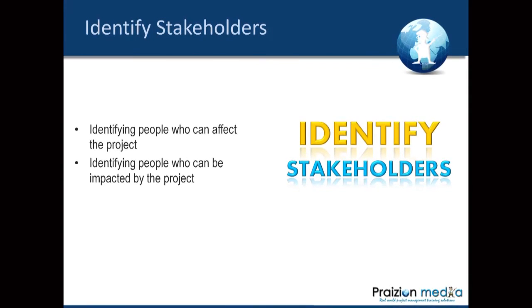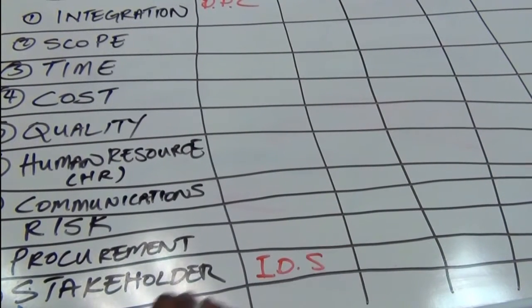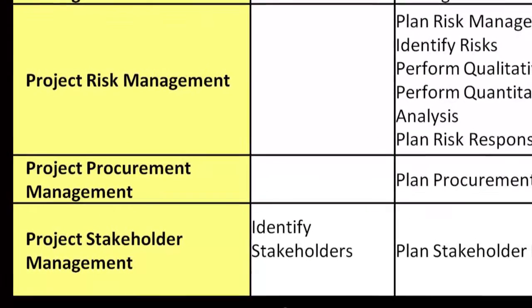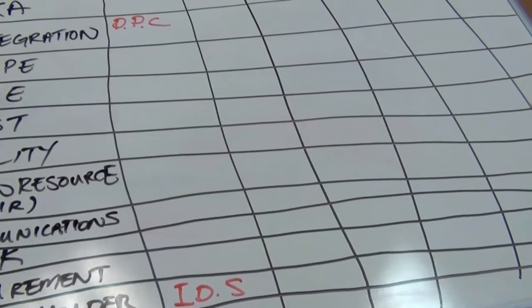And that process, we're going to call that identify stakeholders. And that's the identify stakeholders process. And that really concludes initiating. If you take a look at the book, you see that's it for initiating.